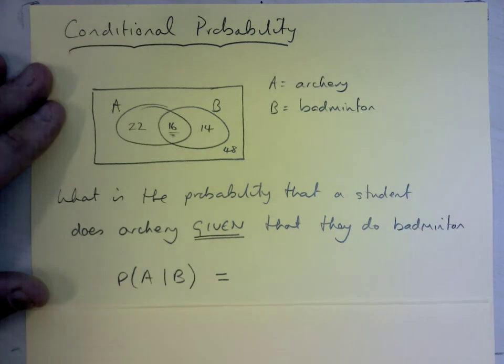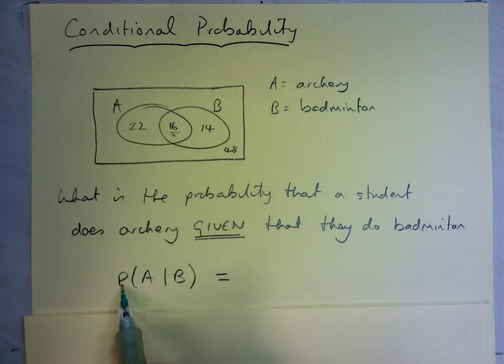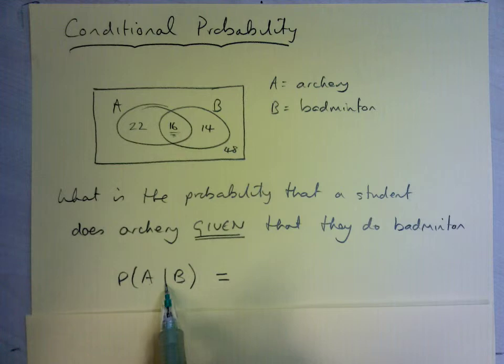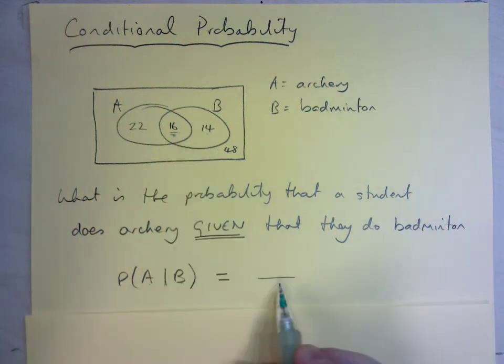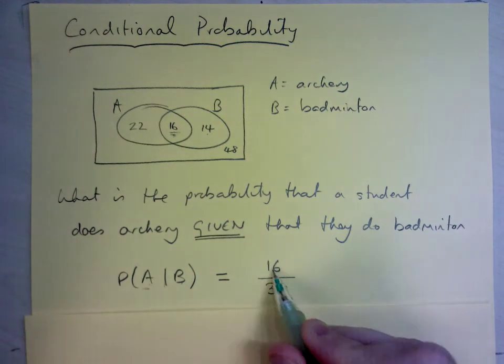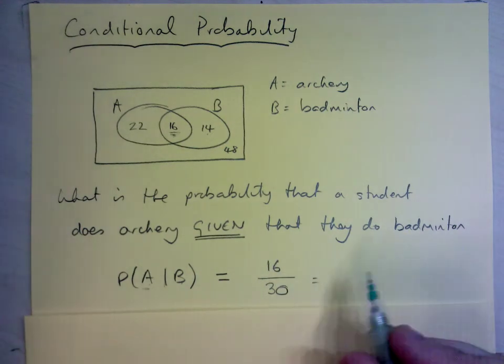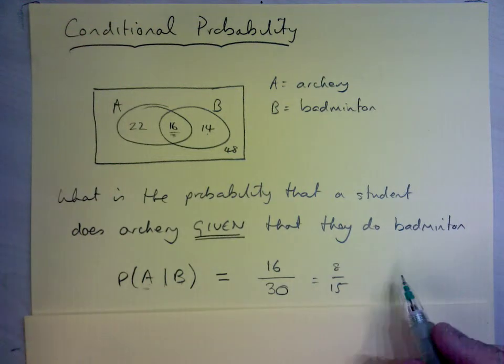And so to write my answer, here's the notation. This P(A | B) reads the probability of event A given that B has happened. So the probability they do archery given that they do badminton. I can already see the first thing to figure out for this is that the condition defines the bottom of the fraction. It tells me the sample space. And given they do badminton, it told me that it was going to be out of 30. And then the answer to the question they do archery is these 16. So I've got that answer there. I can cancel that down to 8/15. So there's my answer.